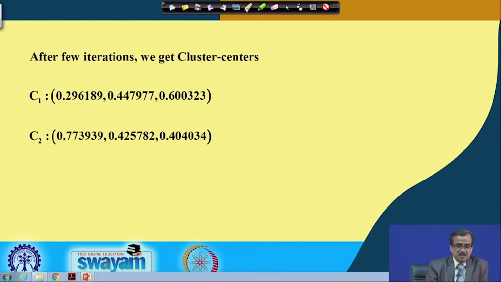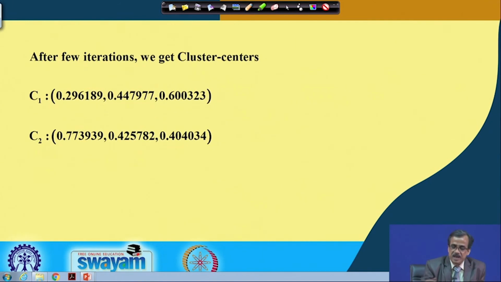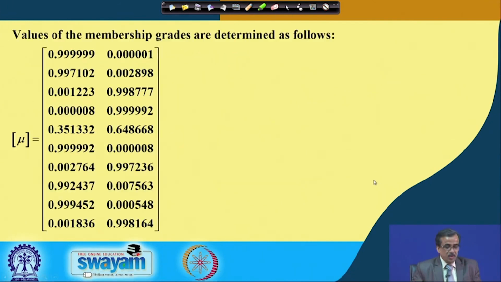After a few iterations, there is a possibility that we will be getting the cluster centers something like this. This will be the first cluster center having x, y and z coordinates, the second cluster center like x, y and z coordinates, and we will get this after running this algorithm for a few iterations. Might be 20 iterations, 30 iterations. It is a very simple problem. So, we will be getting this type of modified cluster centers, and corresponding to that, we will also be getting the modified mu values, that is the membership function values.